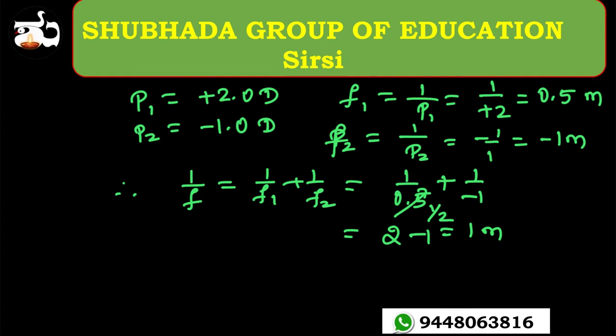As you are getting the final answer as plus, it should be a converging lens.